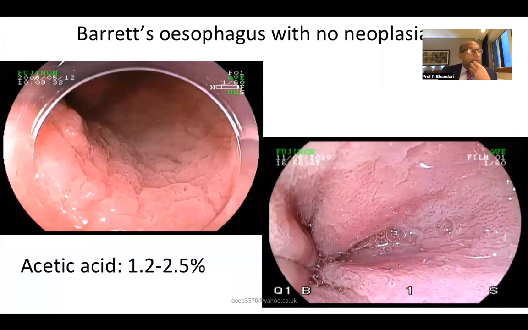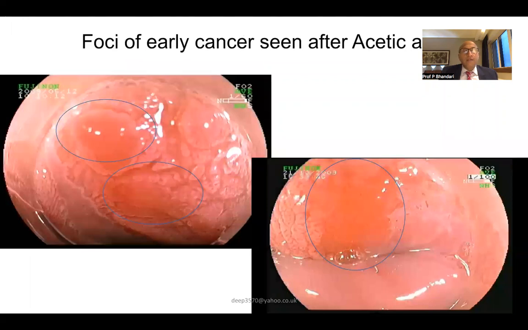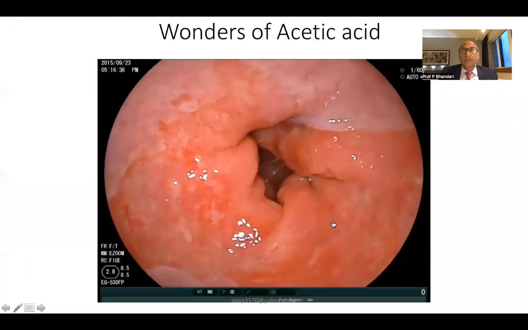If you don't have such advanced imaging technologies, or even if you have, we still use acetic acid. I think for Barrett's, this is the best imaging technology. If you use acetic acid and there is a neoplastic focus, you will get this focal loss of acetowhitening. This is where the problem is.